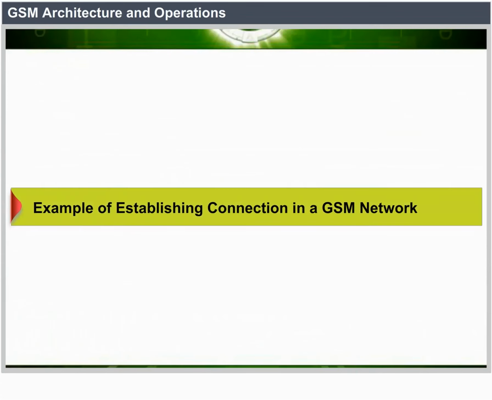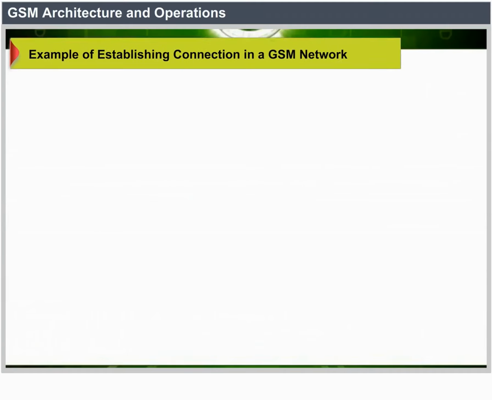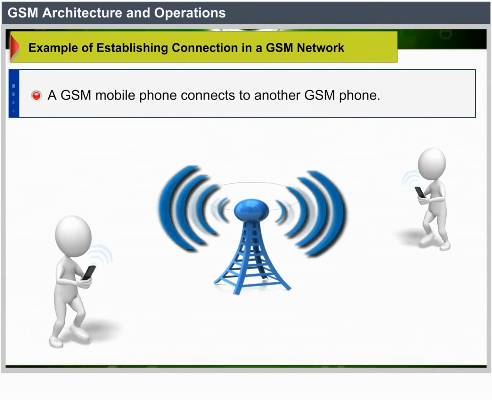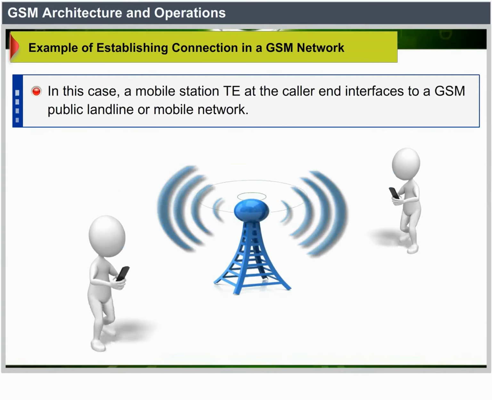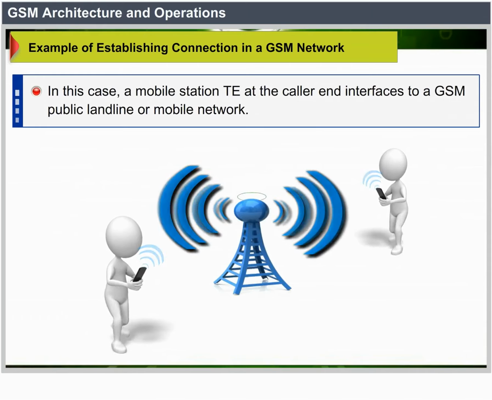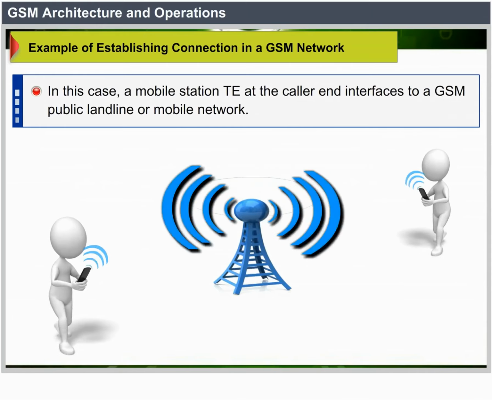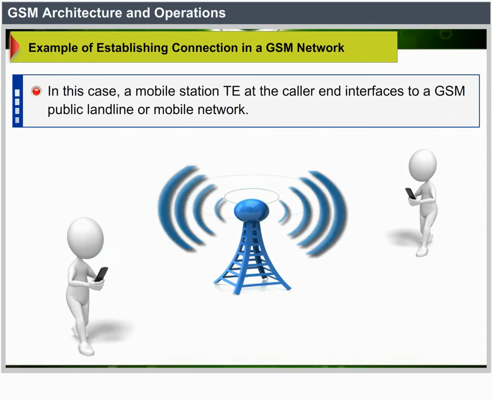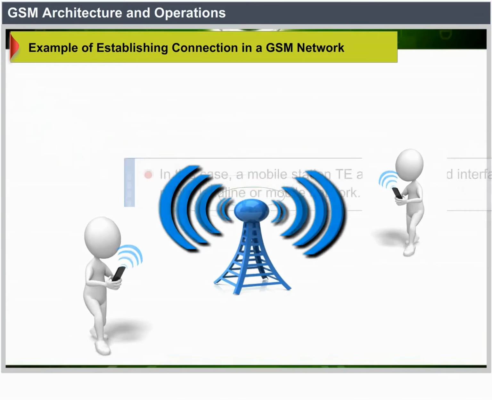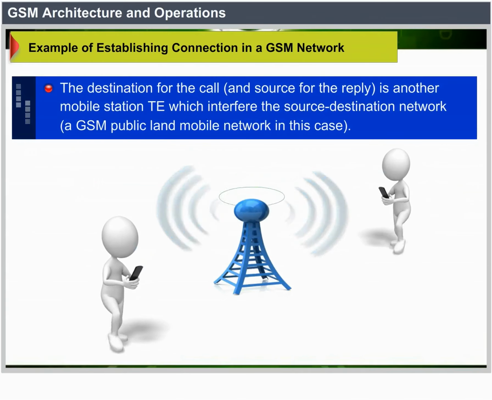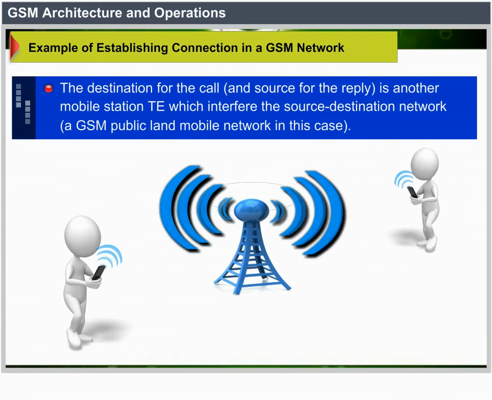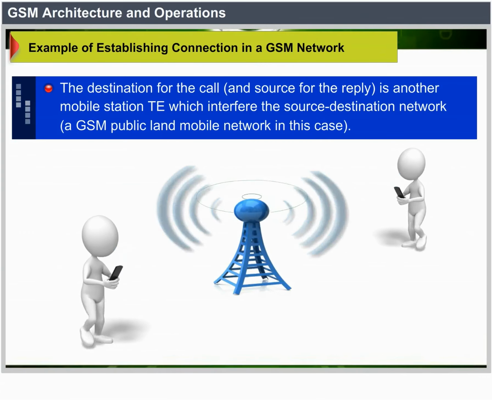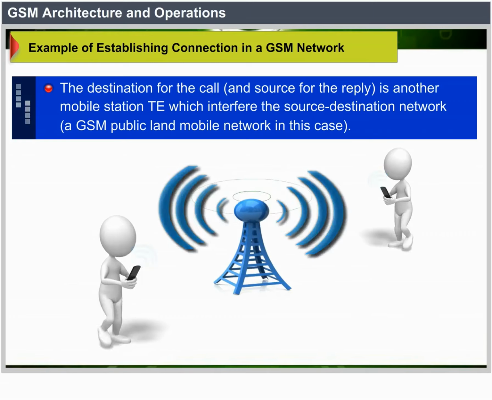Example of establishing a connection in a GSM network. A GSM mobile phone connects to another GSM phone. In this case, a mobile station TE at the caller end interfaces to a GSM public land mobile network. The destination for the call and source for the reply is another mobile station TE, which interfaces to the source-destination network, a GSM public land mobile network in this case.